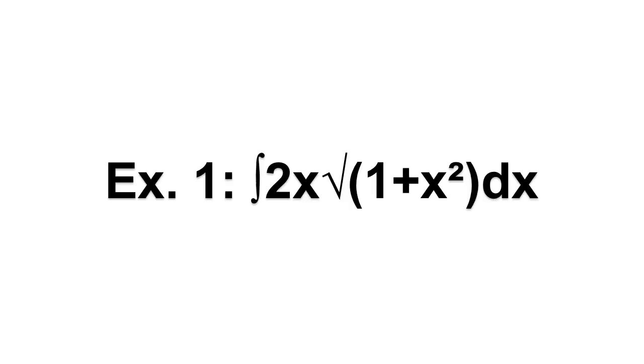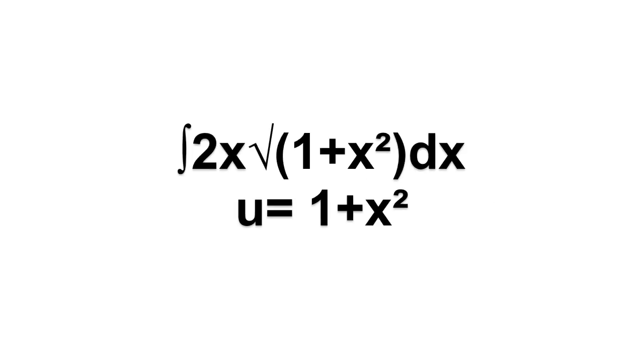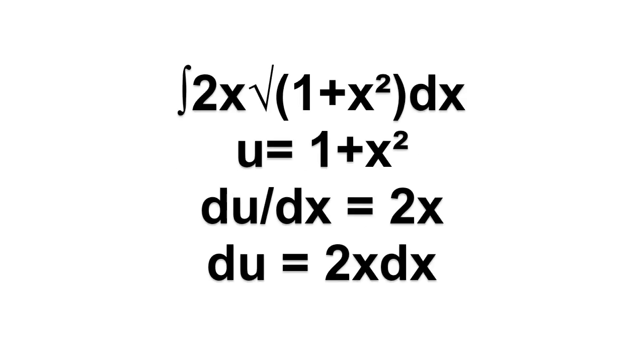Our first example is to find the integral of 2x times the square root of 1 plus x squared dx. First, we want to let u equal the inside function, which is 1 plus x squared, and you might notice that the derivative of 1 plus x squared is 2x, which is already in the original problem. So when we derive u, we get du over dx is equal to 2x, multiply dx on both sides, and you will get du is equal to 2x dx.